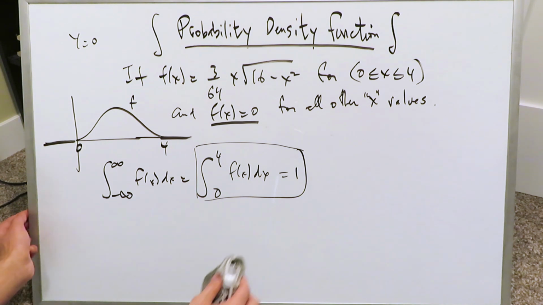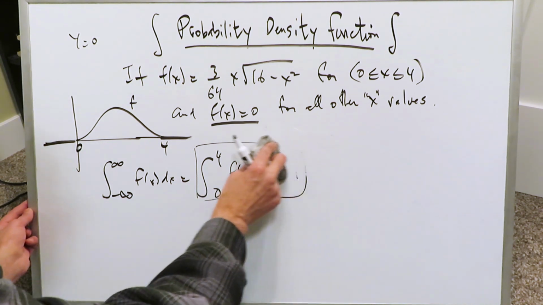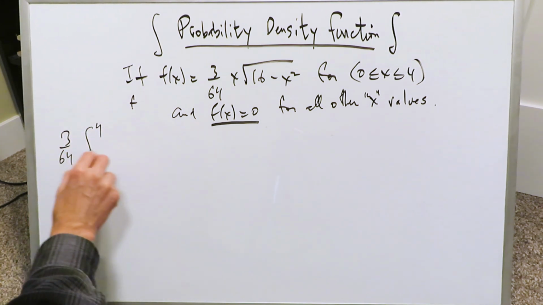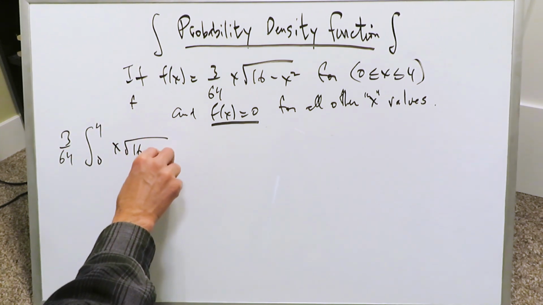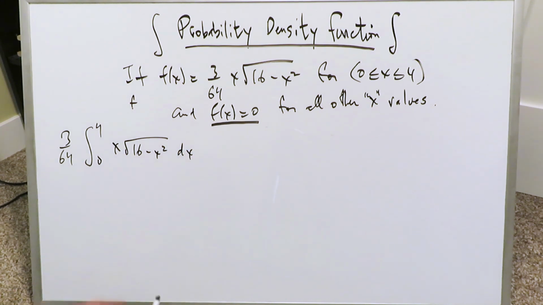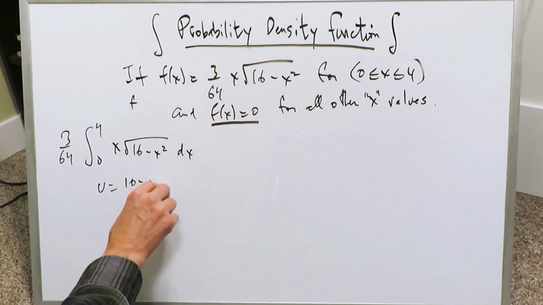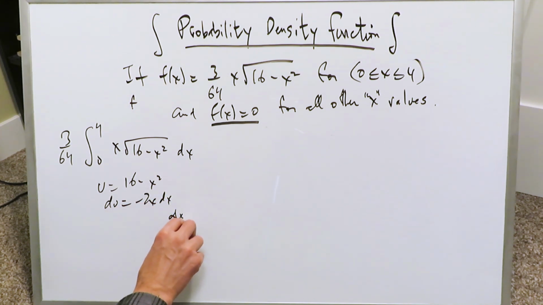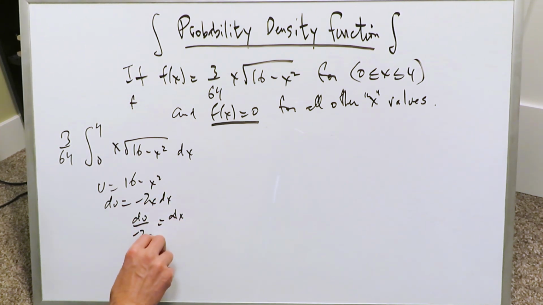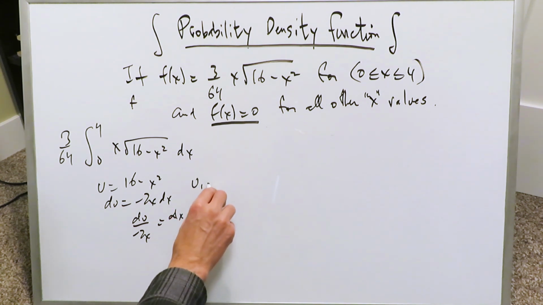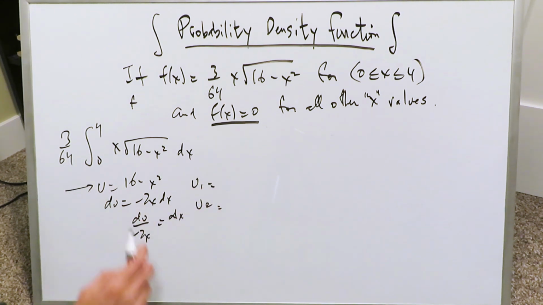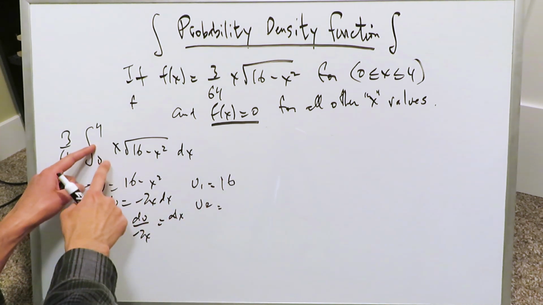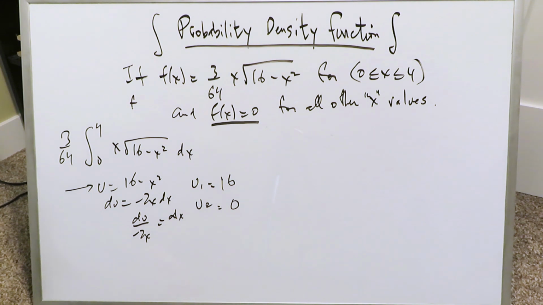So let's show that to be the case. I'll erase it and make some space. You have this from 0 to 4, you have a 3 over 64 sitting outside. You have x root 16 minus x squared dx. Use u substitution. u is equal to 16 minus x squared. du is equal to minus 2x dx. dx is equal to du over minus 2x. Come up with your new intervals, u1 and u2. 16 minus 0 squared, well, it's a 16. 16 minus 4 squared, well, that's a 0.